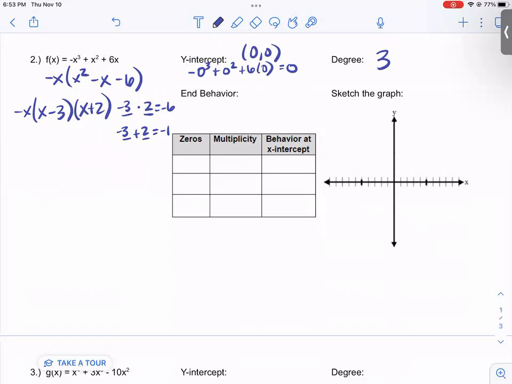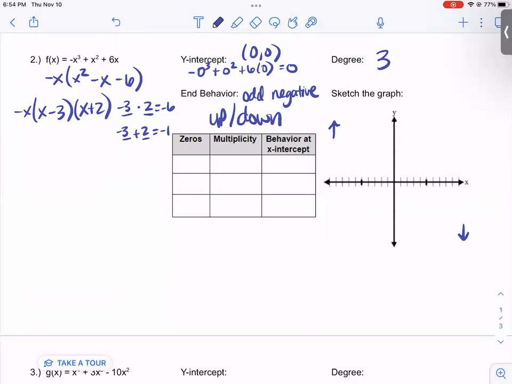Our end behavior this time is going to be an odd negative behavior, which is acting like a negative linear function. So we are looking at an up, down end behavior. Up, down end behavior.